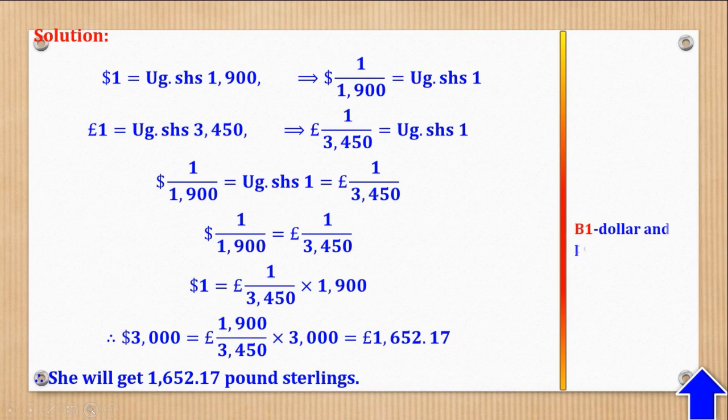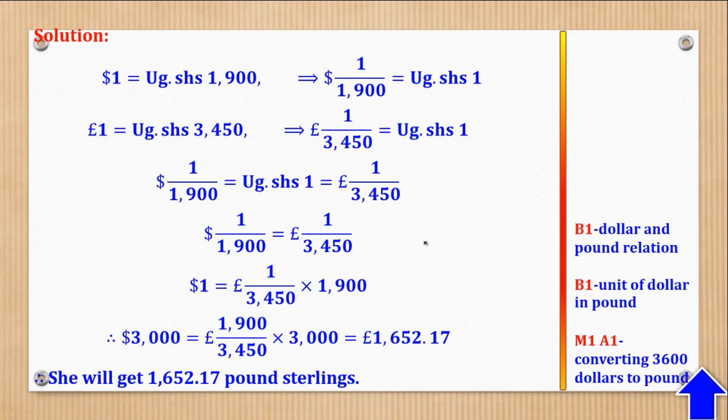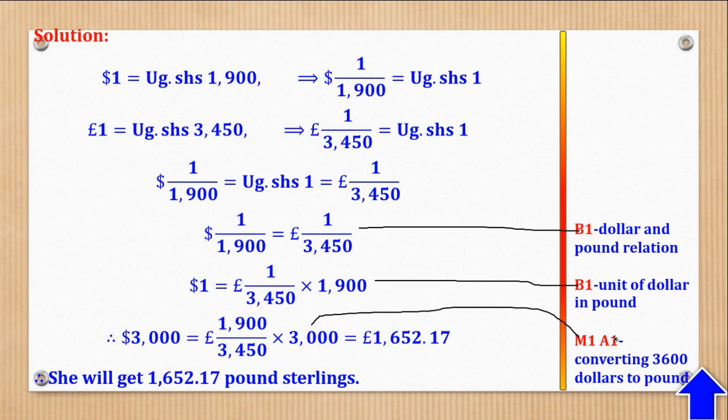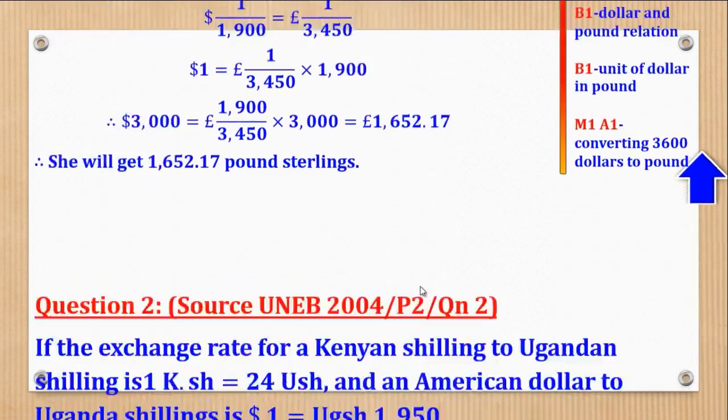So let's see how much can be awarded. B1 for the relation between pound and dollar, another B1 for the unit of dollar in terms of pounds, M1 for the substitution, and A1 for the output. So basically that's how the marks could come about.